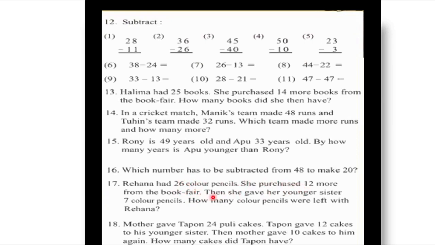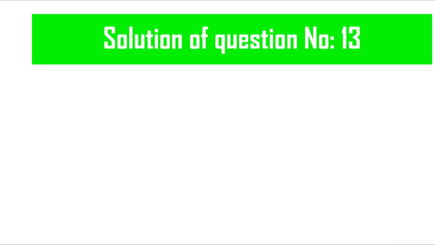But in the next line you can see that then she gave her younger sister 7 more color pencils. So when she gave 7 more pencils from her pencils, the number of pencils will be decreased, and that is why in the next line you should apply the concept of subtraction. So how can you solve this question? Let's go to the board and try to solve question number 17.